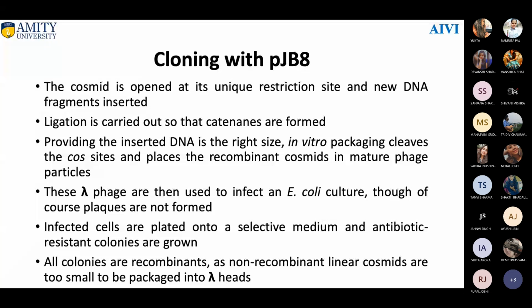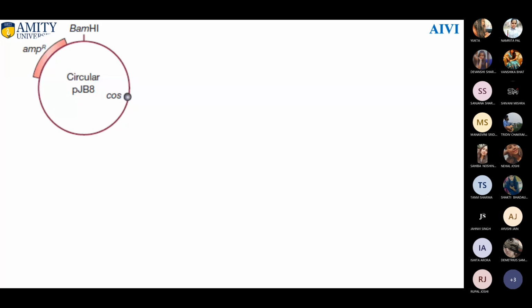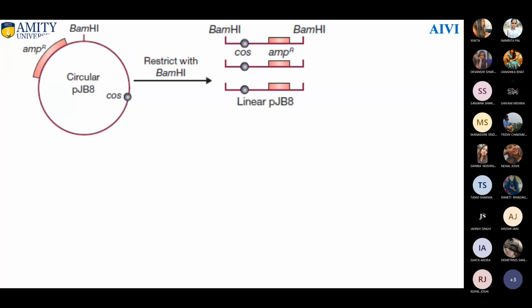Providing the inserted DNA is the right size, in vitro packaging cleaves the cos sites and places the recombinant plasmid into the mature phage particle. The lambda phages are then used to infect an E. coli culture, though plaques are not formed. Infected cells are plated on selective medium and antibiotic-resistant colonies grow. Non-recombinant linear cosmids are too small to be packaged into the lambda head. Okay, so this is how you can screen also.